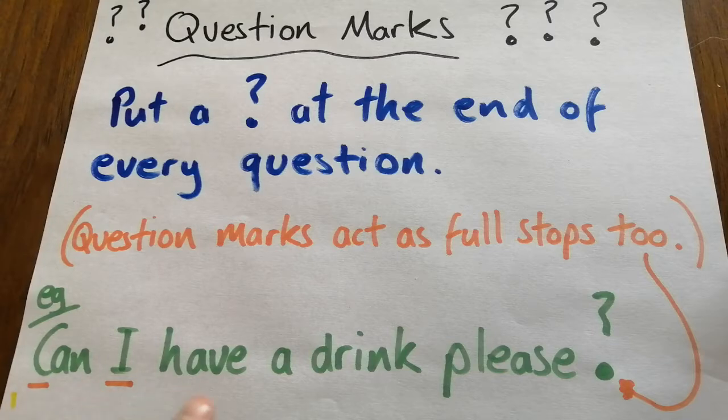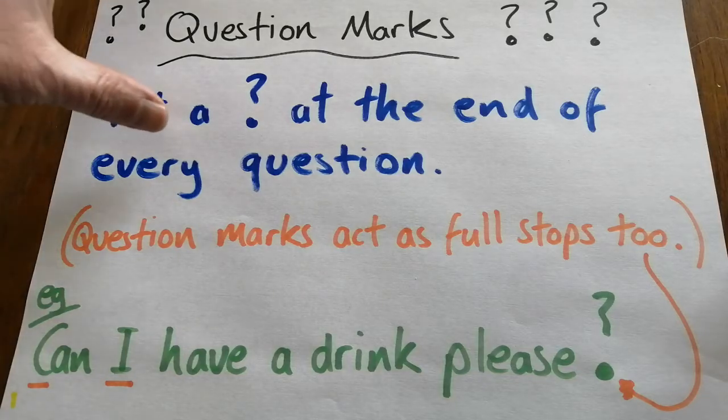So, can I have a drink, please? You are asking a question of someone, so it gets a question mark. And you can see here too that it's got a full stop at the bottom of it. So in this case, we don't put the full stop in because it's already part of the question mark. A question mark is like a question mark and a full stop rolled into one. Thanks, question marks, that's really handy. Okay, question marks covered. Now we're going to move on to exclamation marks.